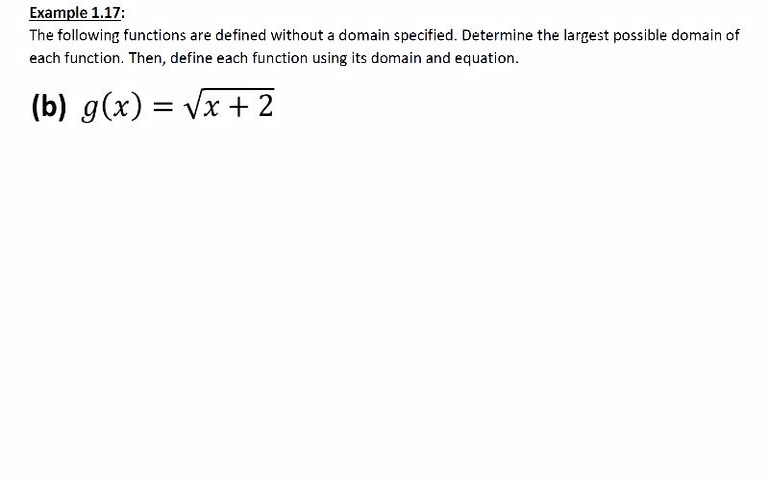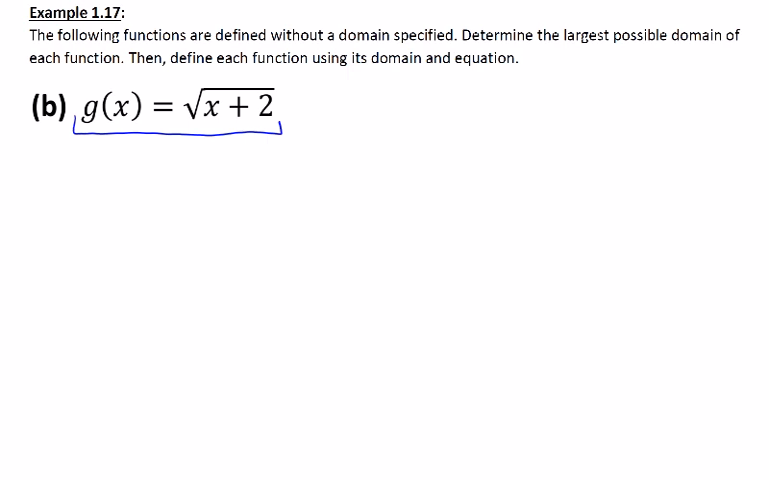In part B of example 1.17, we have the equation g of x is equal to the square root of x plus 2. We are going to take the algebraic approach to finding the domain for this function. Now, we only have the equation at this point, and that's the purpose of finding the domain, so that we can then make the function definition properly.